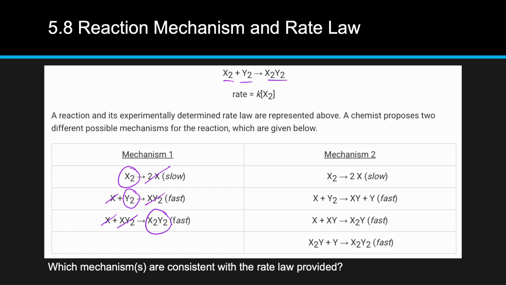And now let's do the same for mechanism 2. We can see that 2 X's were created in step 1, and 1 X was consumed in step 2, and 1 X was consumed in step 3, so those are canceled out. We can also see that XY was an intermediate formed in step 2 and used in step 3, and we have another intermediate Y that was formed in step 2 and consumed in step 4, and then our last intermediate was produced in step 3 and consumed in step 4. And again, we have X2 and Y2 left as our reactants and X2Y2 as our product. So that also follows our overall reaction, which means both of these mechanisms follow the reaction and the rate law, which means they are both consistent with what we are provided.